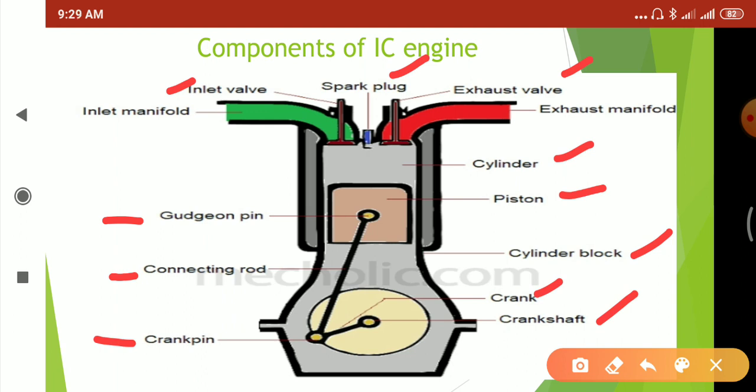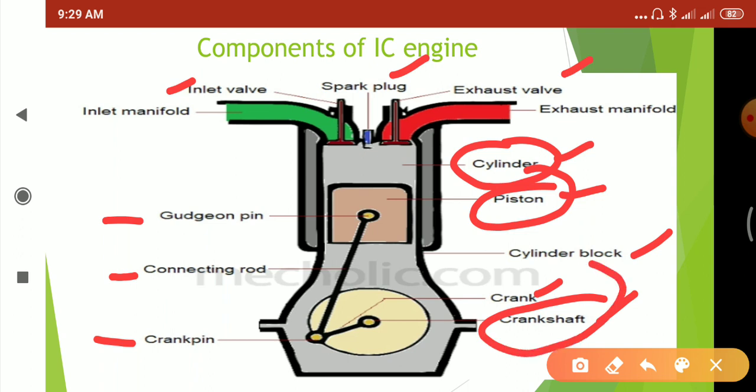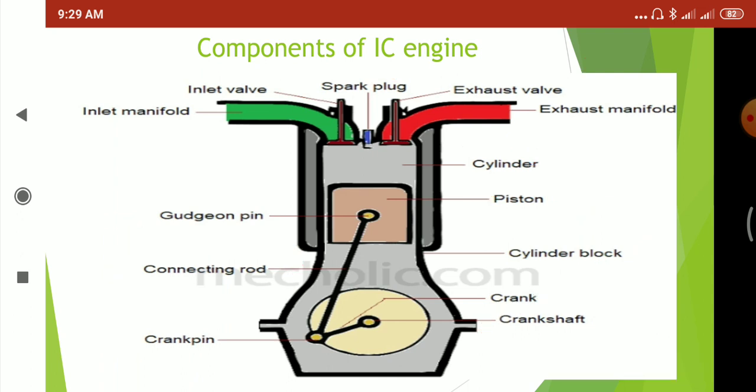Among these, only a few components are very important. They are the cylinder, piston, crankshaft, connecting rod, and two valves, meaning the inlet and exhaust valve. The diagram shows the components of IC engine. Let me explain the main parts of IC engine.